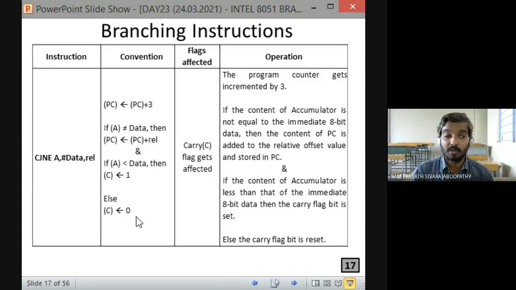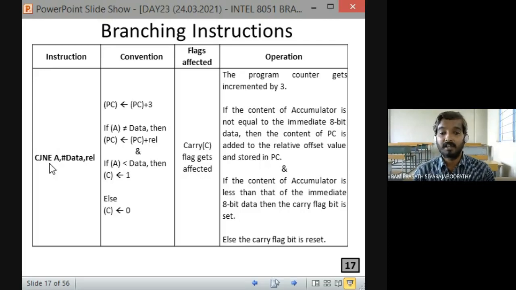See, you have to note down, this is a little new among the instructions we have seen so far, correct? So here the flags also get affected, whereas in decrement instructions no flags are affected. So here the carry flag gets affected based upon the comparison result. I hope it is clear to everyone.